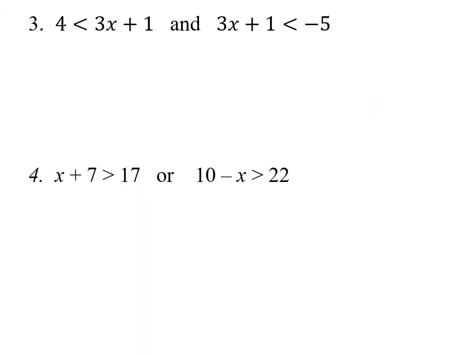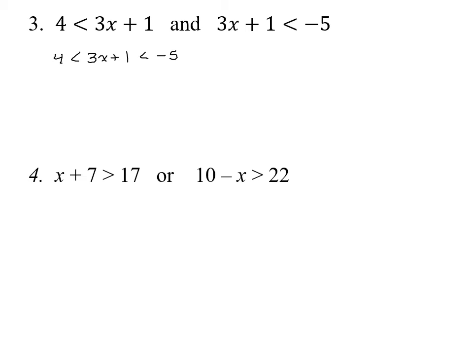Okay, these are two more, another "and" and another "or." Again, you could write this first one, since 4 is less than 3x plus 1 and 3x plus 1 is less than negative 5, by combining the two together. If you don't, it's perfectly okay. But the 3x plus 1 had to be less than negative 5, and it had to be greater than 4. You might notice that's not possible.